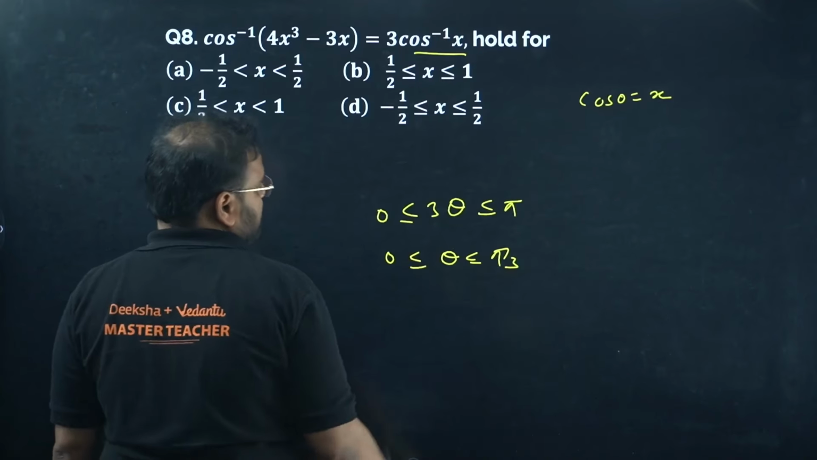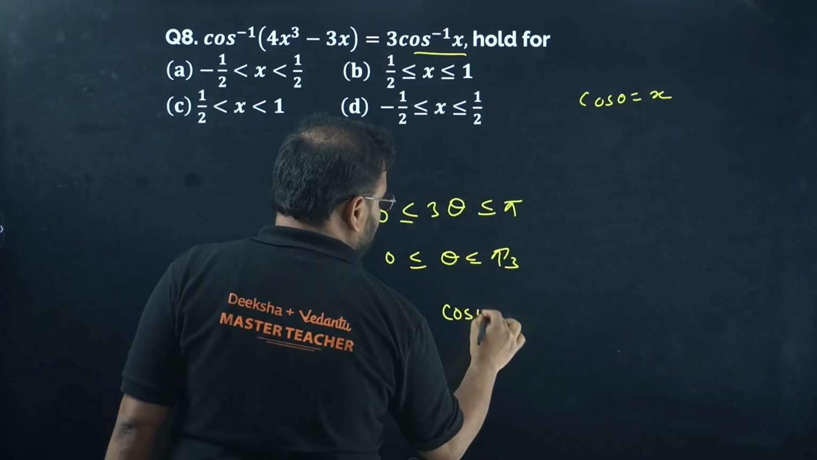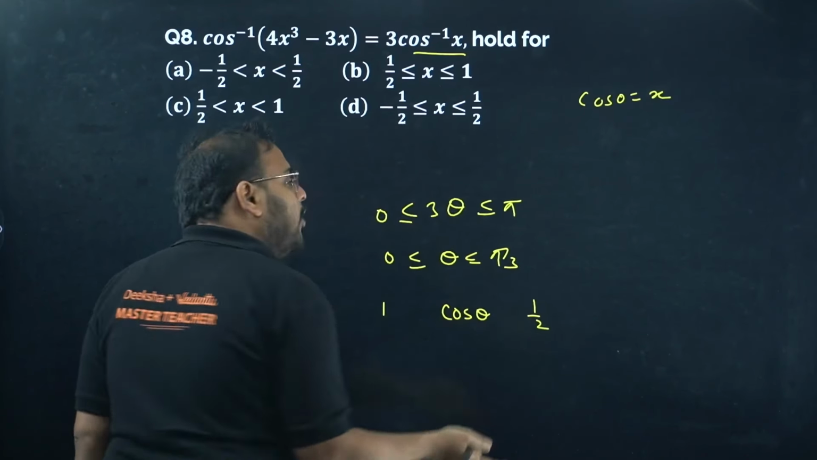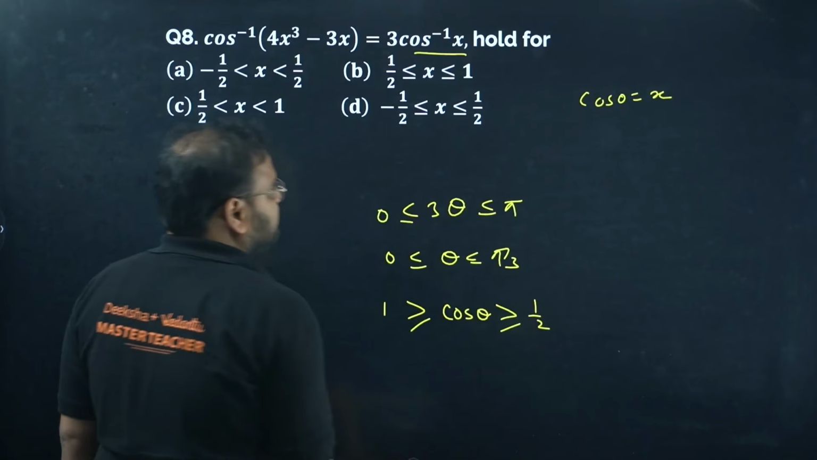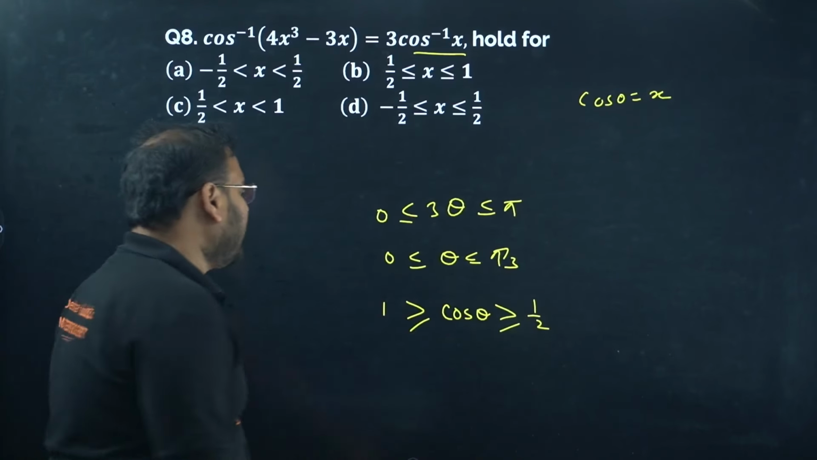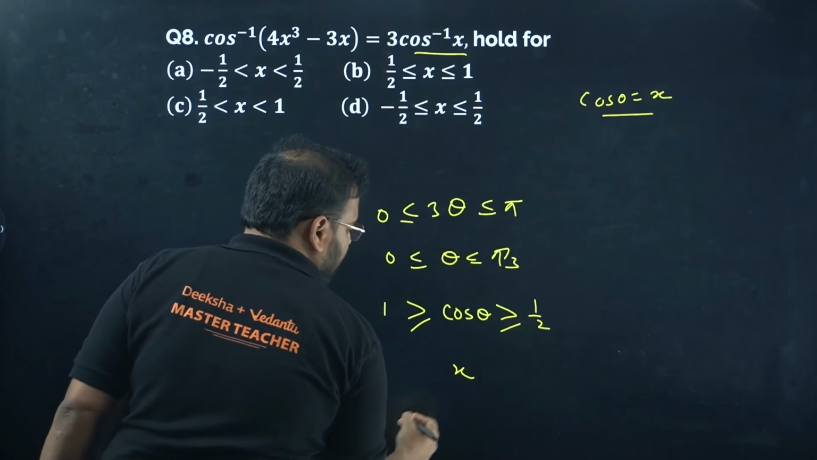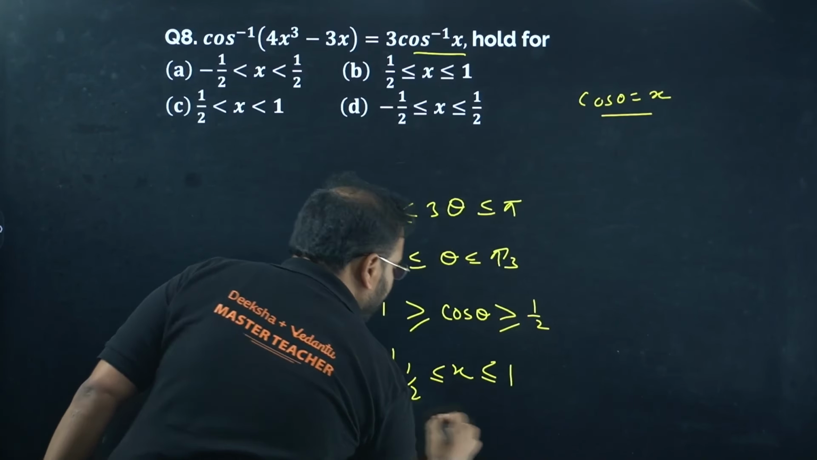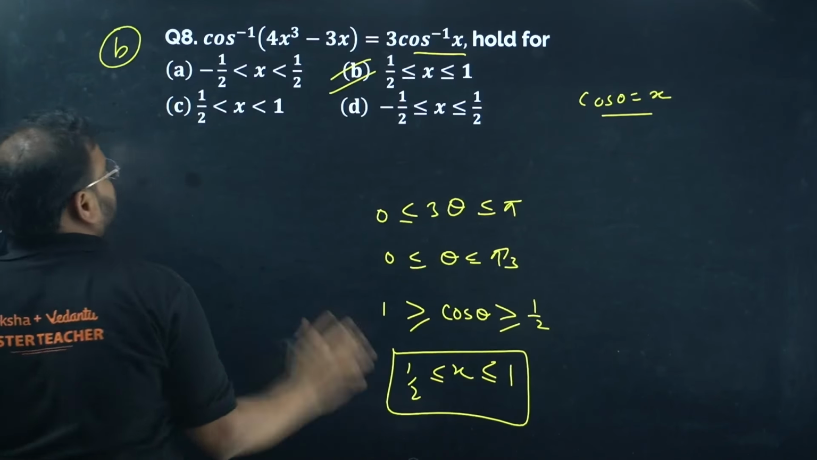Apply cos. You get cos 0 as 1, cos theta as simply cos theta. This will become cos pi by 3. How much is that? 1 by 2. Cos is a decreasing function, so inequality will reverse. Answer is 1 by 2 to 1 because this is nothing but x. So I can write this as x is less than 1 and greater than 1 by 2. Option is B. Very simple question.